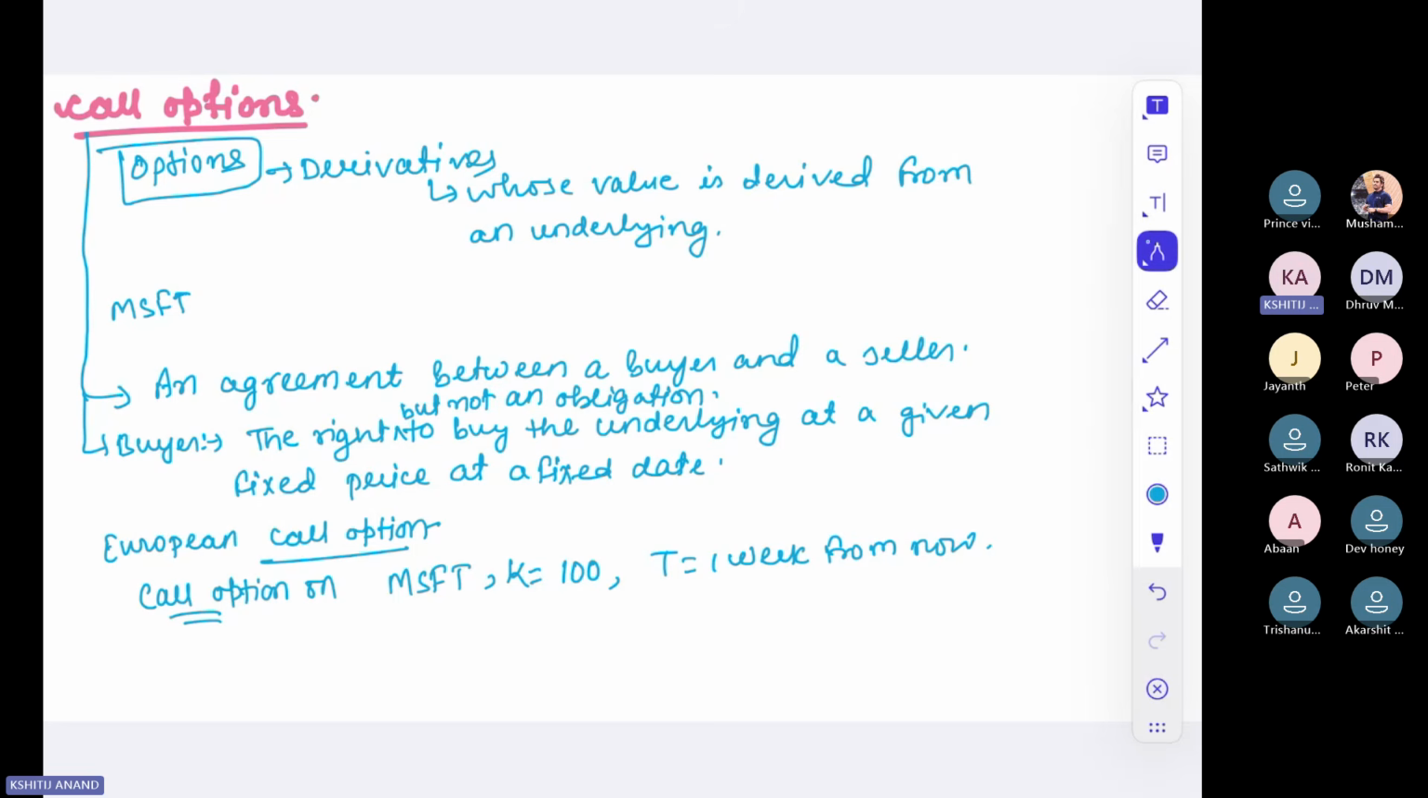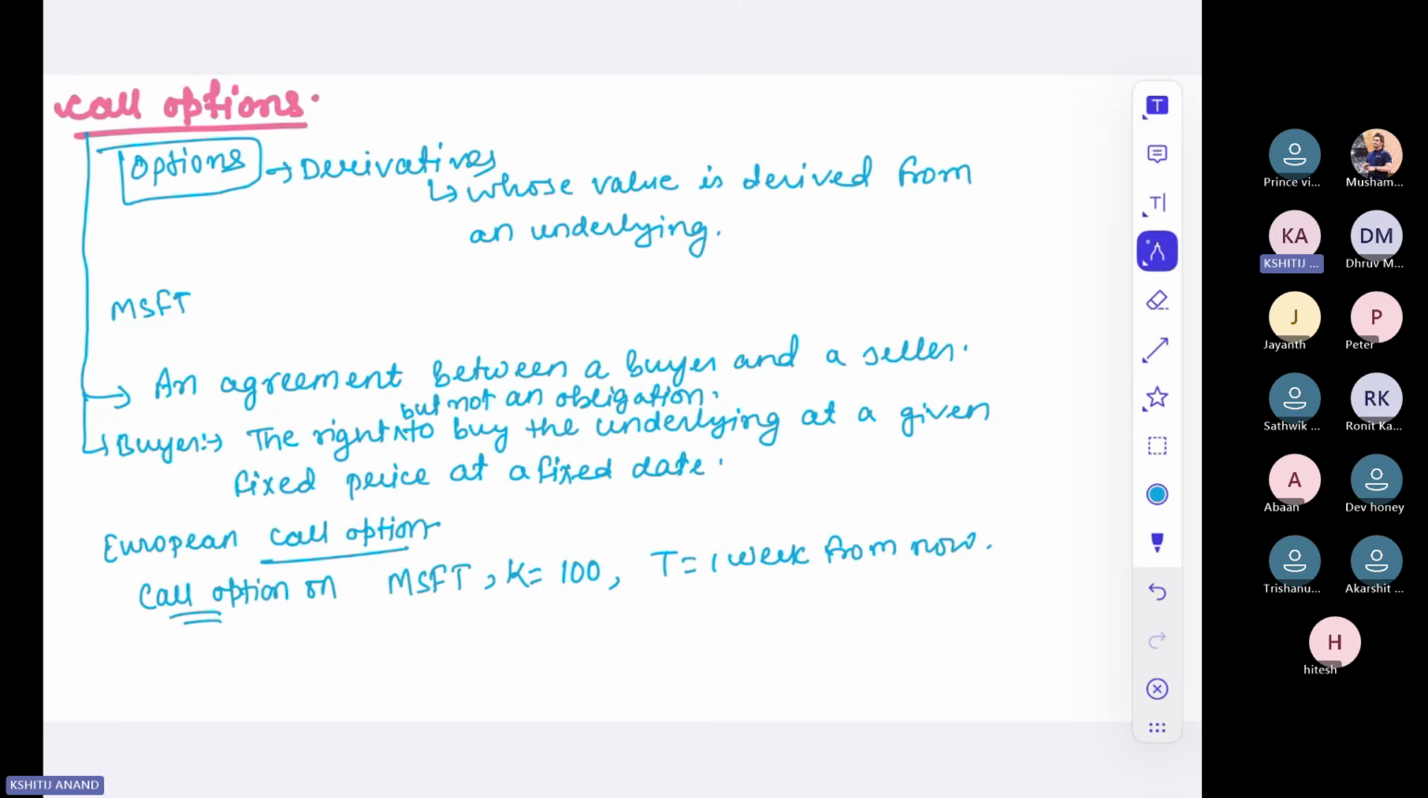Now, I will ask you a simple question. This is for someone who is probably not aware of what options are. When will you buy at 100 from that particular person? What should be the market price of that Microsoft stock so that you won't buy from the market, you will buy from the person itself? Can someone tell?